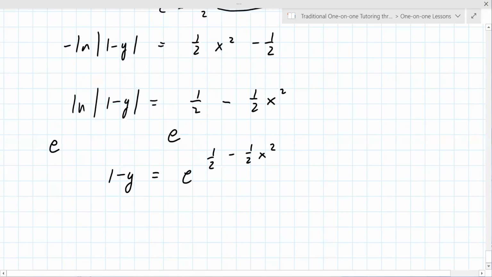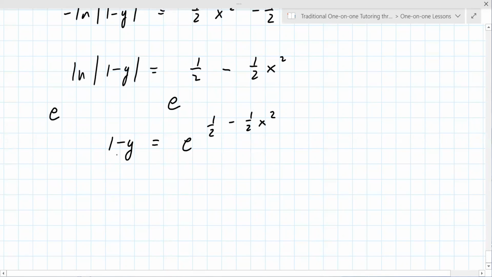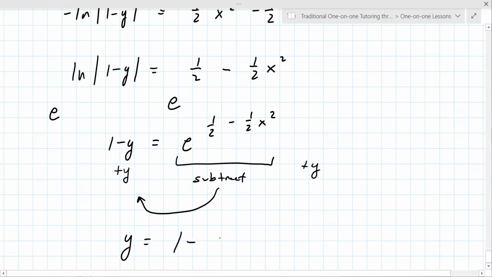Okay, and to solve for y, you can do a lot of things. I find it best to add y to both sides, and then you're going to subtract this over to the other side. Okay. And then you flip it, so it's y equals 1 minus e to the 1/2 minus 1/2 x squared. Okay. None of this is calculus, but it's part of the problem. So just be aware that could be expected of you.